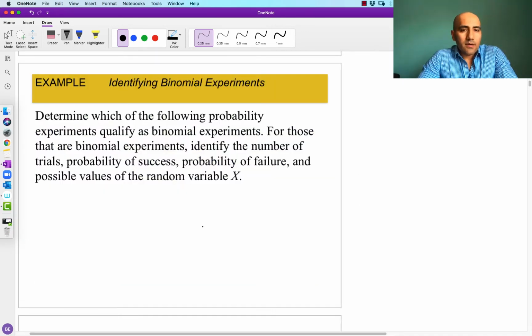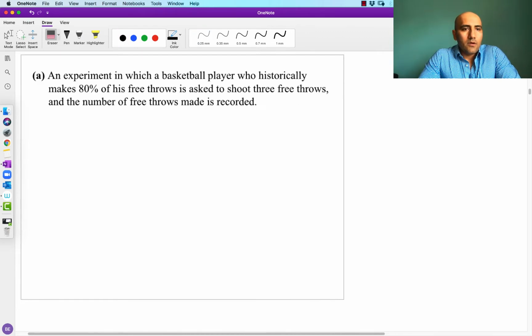Okay, let's work on identifying some situations that would qualify as binomial experiments, or identifying why they would fail to be binomial experiments. Determine which of the following probability experiments qualify as a binomial experiment. For those that are, identify the number of trials, probability of success, probability of failure, and the possible values of the random variable x. Let's look at the first situation: an experiment in which a basketball player who historically makes 80% of his free throws is asked to shoot 3 free throws, and the number of free throws made is recorded.